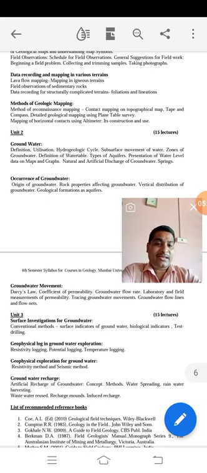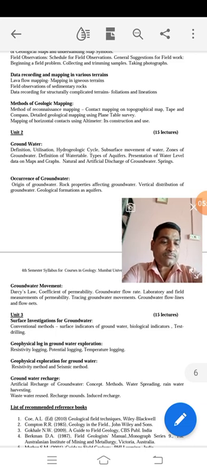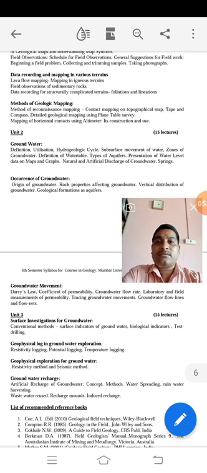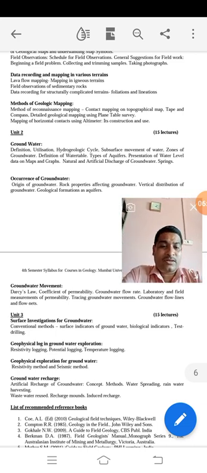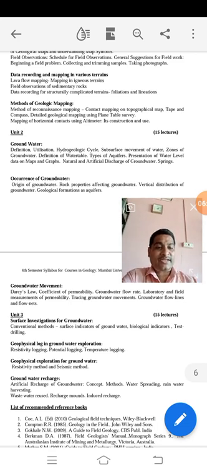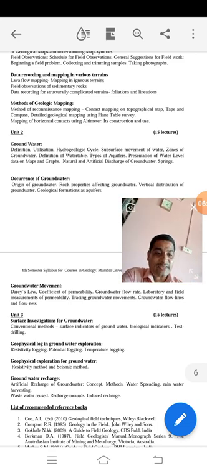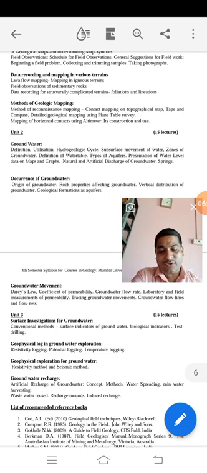Then another important thing in groundwater is groundwater parameters. First, the subsurface movement of water. Groundwater totally depends on some geological parameters, some geological factors. The first one is porosity.